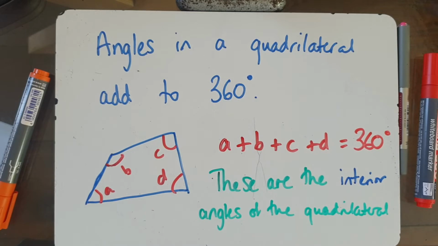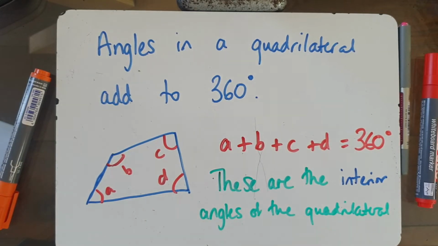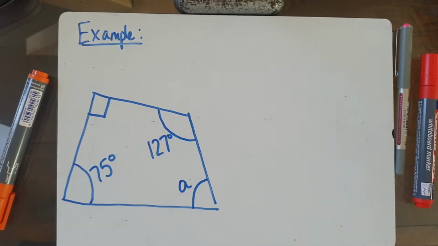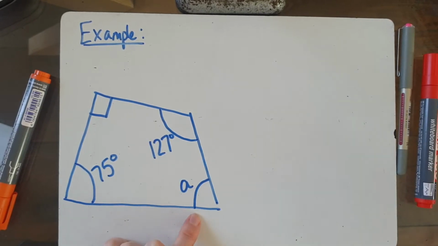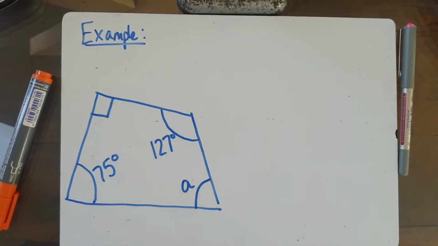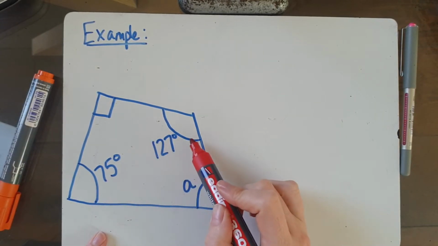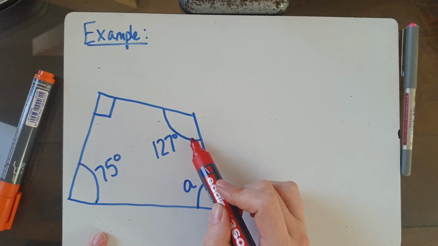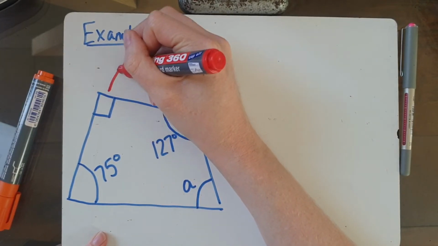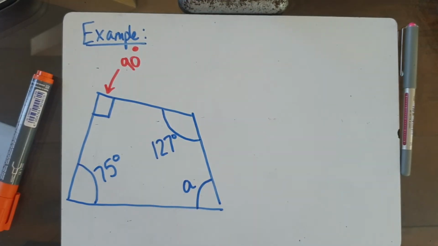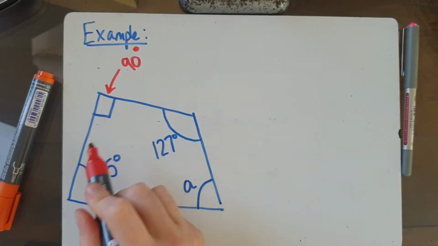And now we're going to do an example of how to use that information. So in this example, we want to find angle A because that is missing. We've got 75 degrees here, we've got 127 degrees here, and then this angle, represented by a square, must be 90 degrees. So how do we find angle A?